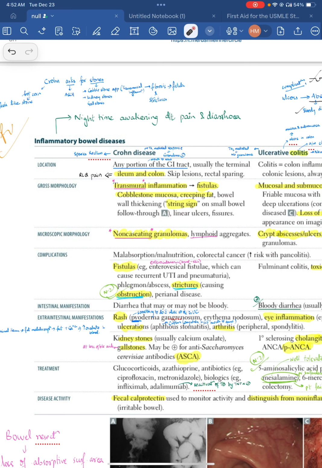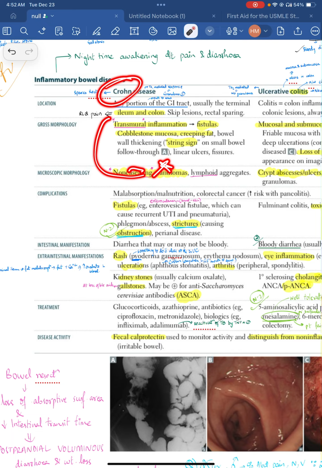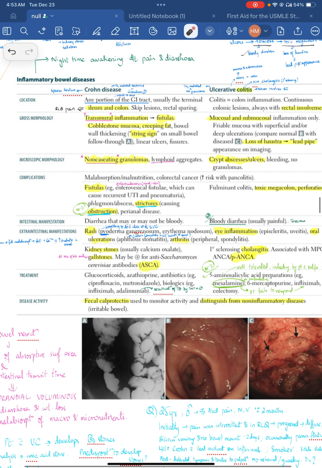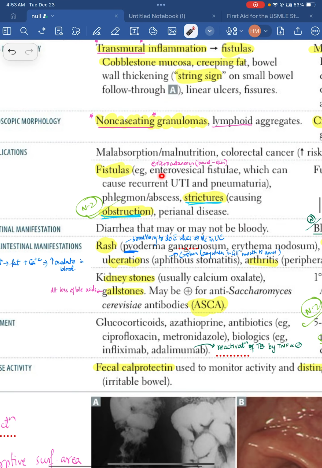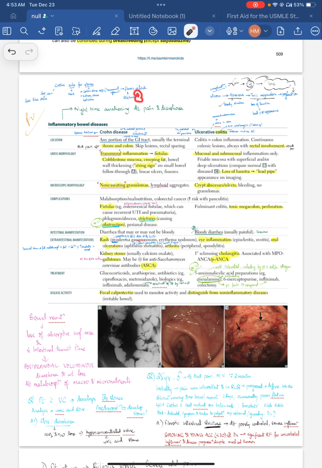String sign on small bowel follow-through. Linear ulcers are seen, and fissures can also be seen. On microscopy you see granulomas and lymphoid aggregates. You have to remember, in Crohn's you see granulomas. This is an important point. Complications: malabsorption or malnutrition, colorectal cancer, increased risk with pancolitis. Another complication that you can see is fistula. So what fistulas? Enterovesical, from colon to bladder, enterocutaneous, from bowel to skin. And then you can see strictures, as we just said, fibrosis will cause strictures.